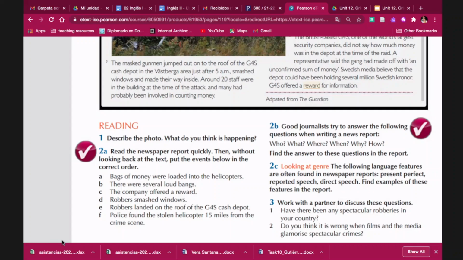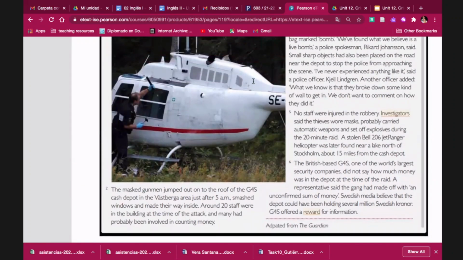Manuel, please, does it say why it happened? I think the text doesn't say why. Okay, what about how? How did they commit the robbery? Does it say, Manuel? Well, I think the gang jumped out onto the roof, and then smashed windows and attacked the security staff. And then they stole the bags with the money. Okay, so there were many things that happened.